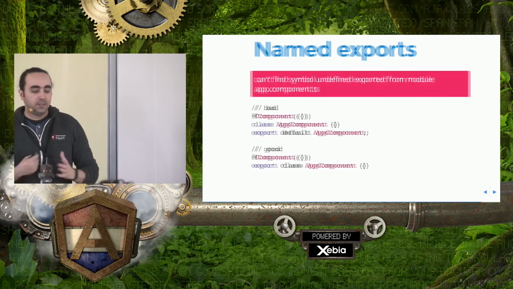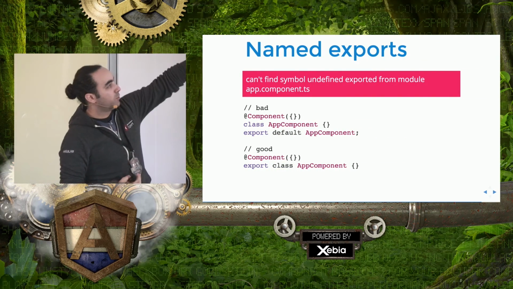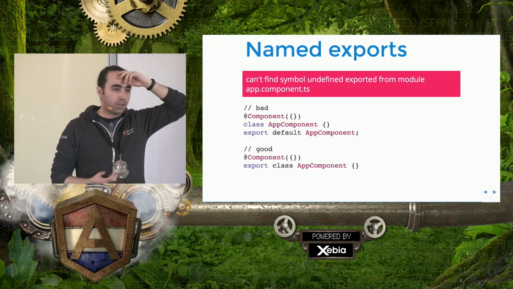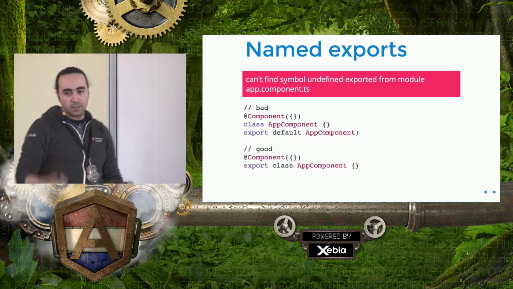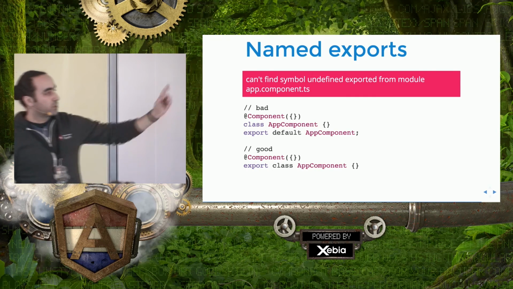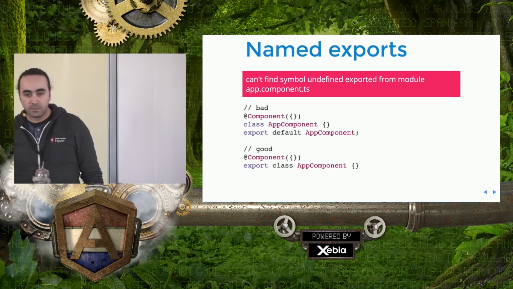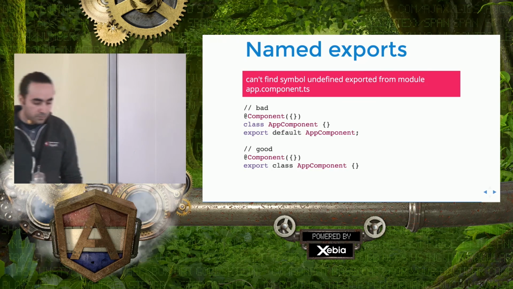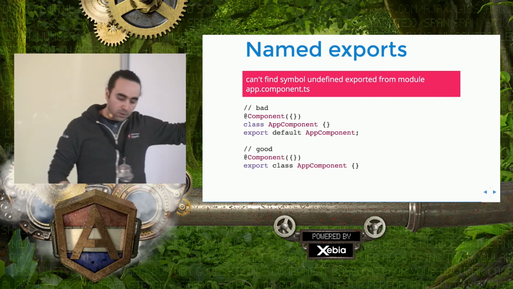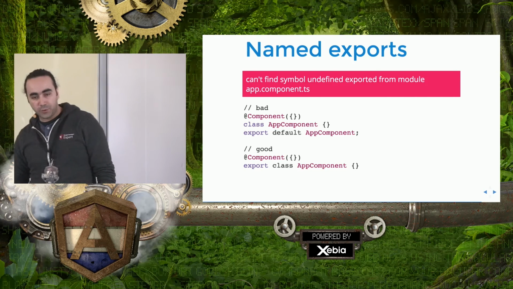And then, who's doing this kind of approach, the bad one? No? Okay. Me neither. So you probably are going to run into this error because you have to export the non-named symbols. But this is what, for instance, the Angular CLI generates, and all the docs are referencing the good approach.